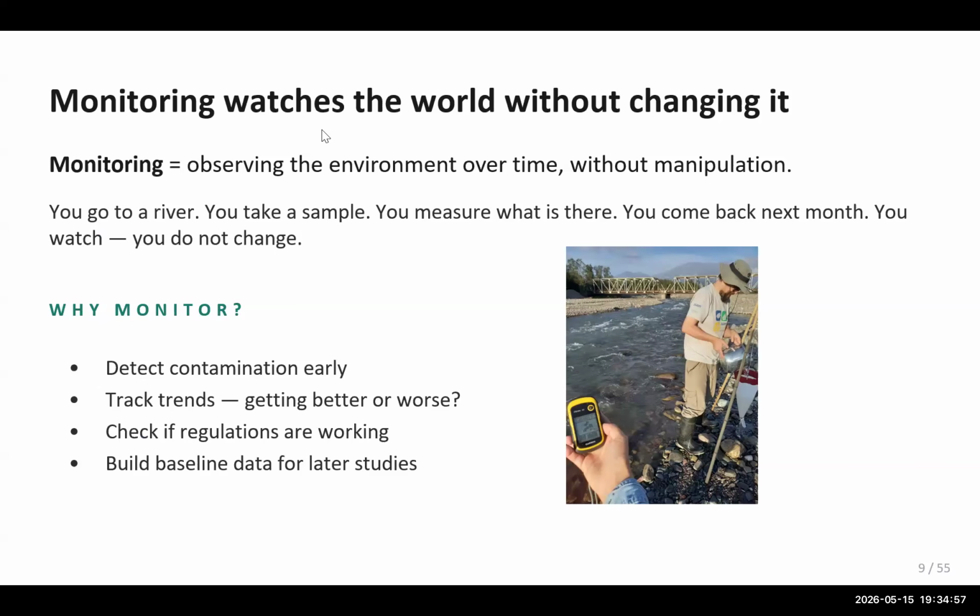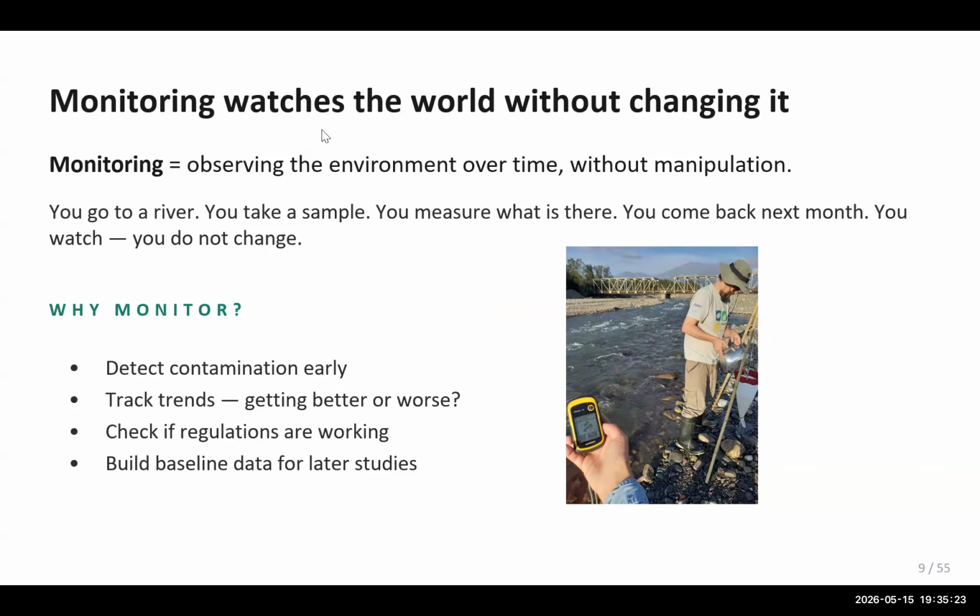So what is monitoring? Monitoring is quite simple. You go out, you observe, you measure, and you do not change anything. Example, you will go to a river, you take a sample of water, you measure the plastic pollution, the microplastics, and then you come back the next month again and again. That is monitoring. You watch the river, but you don't change it.